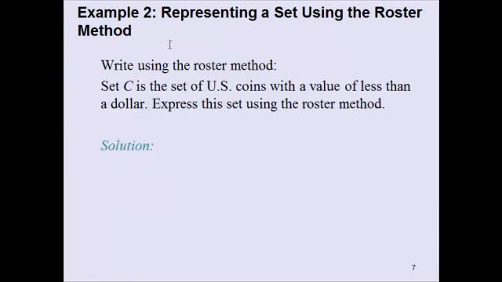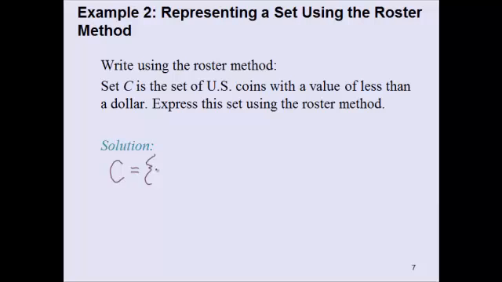So now, example number 2. We want to represent a set using the roster method. So using the roster method, set C, okay, there's our capital letter again, is the set of U.S. coins with a value of less than $1. Express this set using the roster method, right? Well, they've already told us that we're supposed to call the set C. So here's my set C is equal to, and here's my braces to denote the beginning of the set. And the order that I'm going to choose to put them in is ascending value.